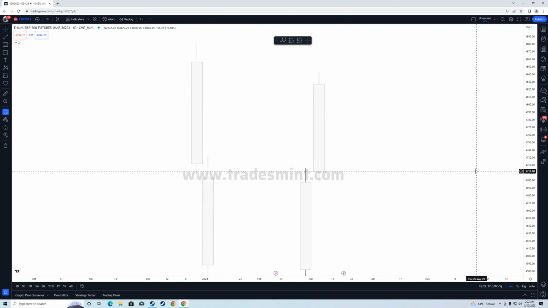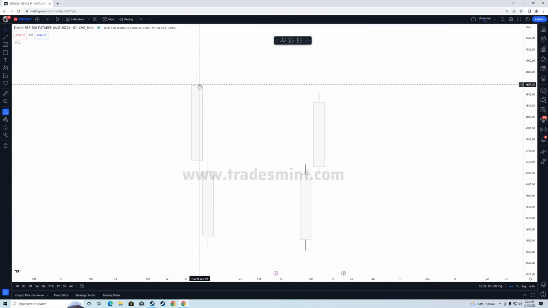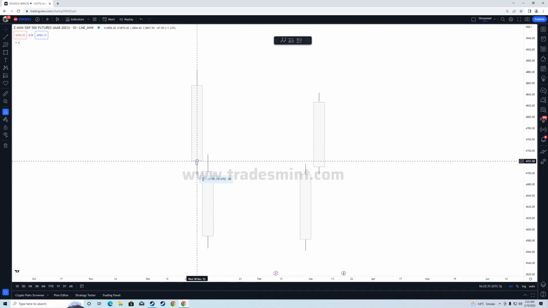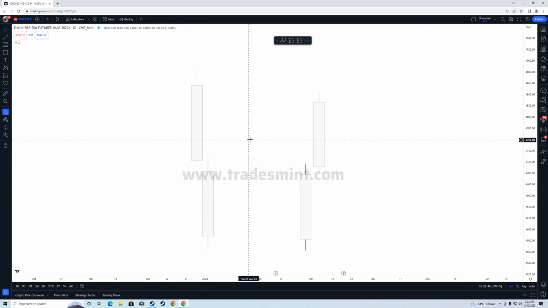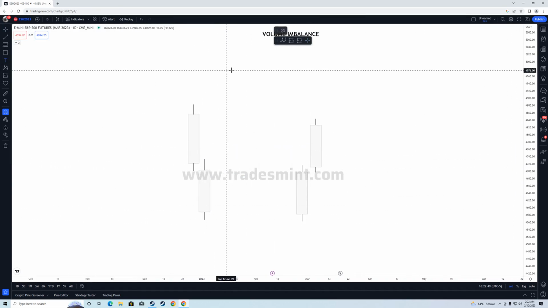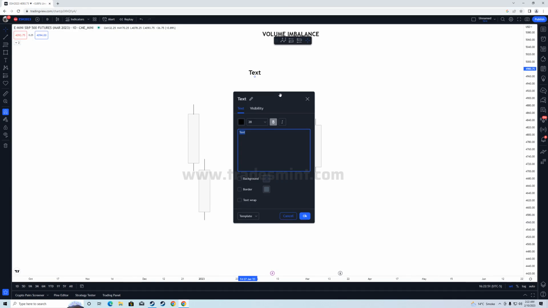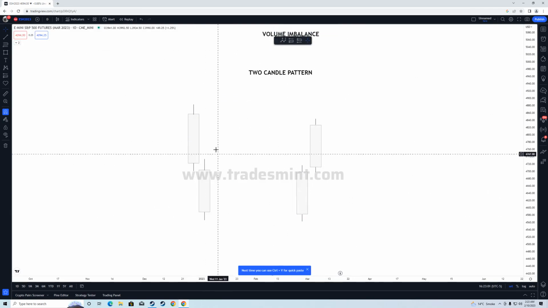So in this example, you can see this candle right here, it closed right here. And the next candle, instead of opening at the closing price, opens below the closing price, leaving this imbalance or volume imbalance around here. Now this is a two candle pattern. So this volume imbalance occurs between two candles.